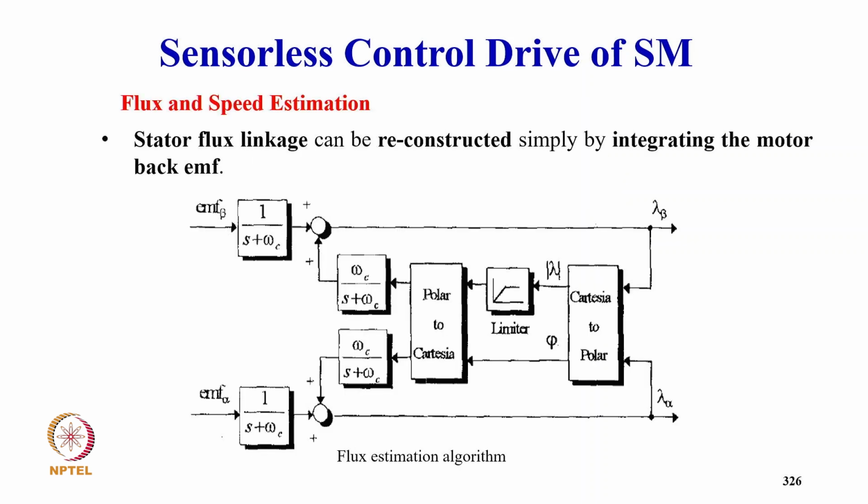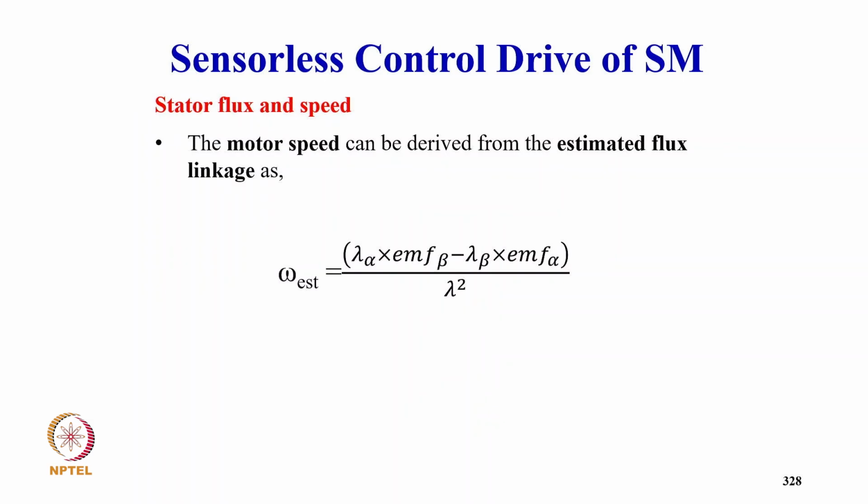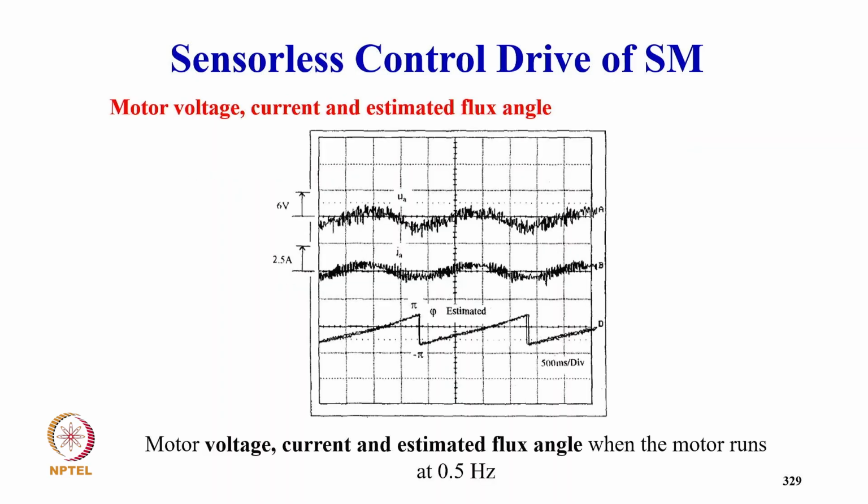And this is the stator flux estimation, how it can be obtained from back EMF, and this EMF can be obtained from the stator voltage vector. So EMF equal to US minus RIS, and the flux magnitude and angle are calculated: lambda equal to square root of lambda alpha square plus lambda beta square, and phi equal to tan inverse lambda beta upon lambda alpha. And the motor speed can be derived from the estimated flux: omega estimate equal to in bracket lambda alpha into EMF beta minus lambda beta into EMF alpha divided by lambda square.